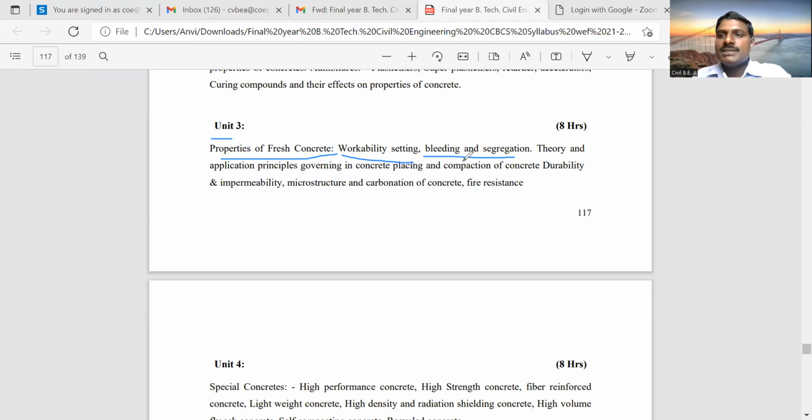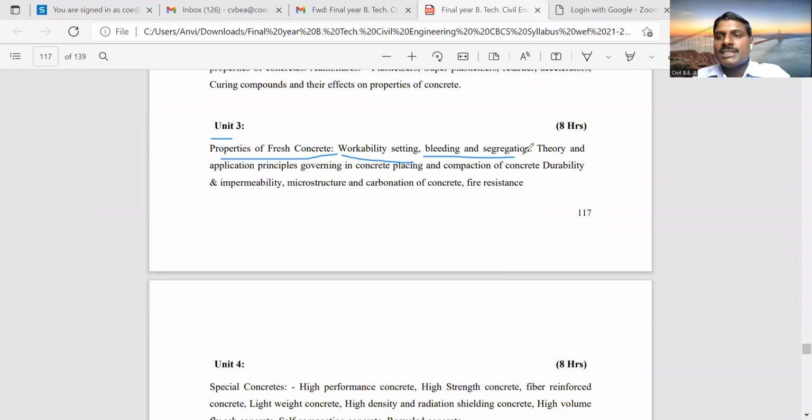The workability depends on the water cement ratio. Workability of concrete depends on water cement ratio. How much water you are adding in the concrete. The flowable concrete is more workable, and less flowable concrete has less workability. So workability is a very important part of the concrete. So that is the properties of the concrete.